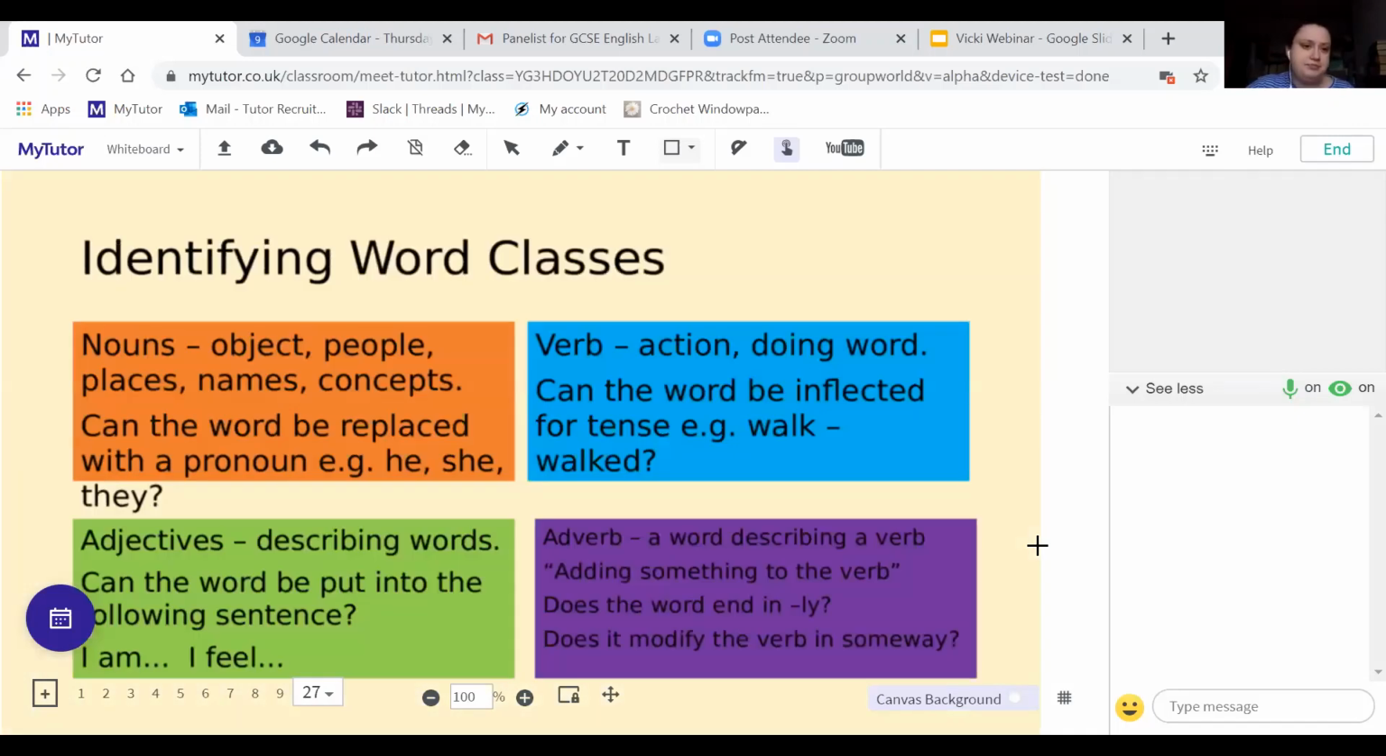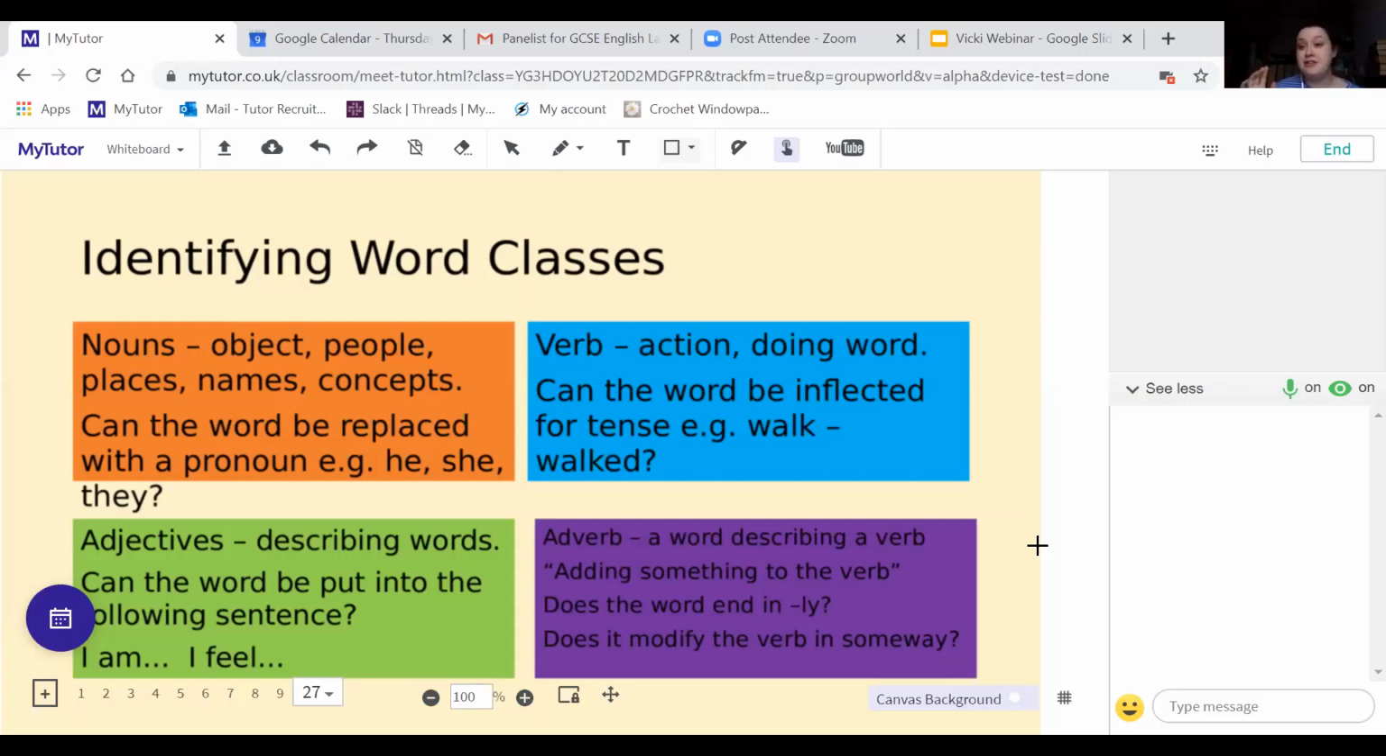Identifying word classes. These are a few little tips and tricks for working those out if you're not sure. I've given you a brief definition of what each of those are. So for nouns, can the word be replaced by a pronoun? So he, she, or they. If it can, brilliant, it's a noun. Verbs, can you inflect it for tense? We talked a little bit about that previously. So walk, walked, run and ran if it's irregular and the vowel changes instead of putting on a suffix. Adjectives, can the word be put into the following sentence? So I am happy, or I feel happy. If it can, yeah, adjective.